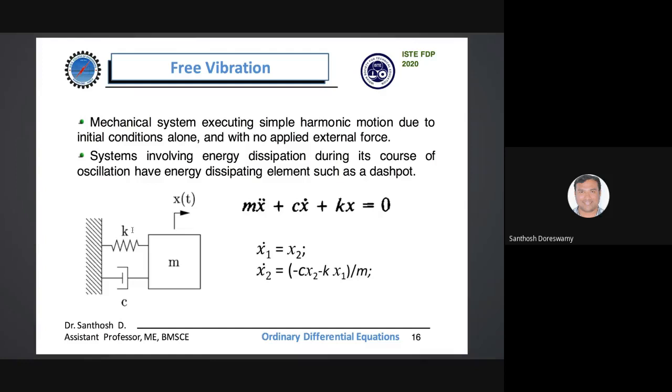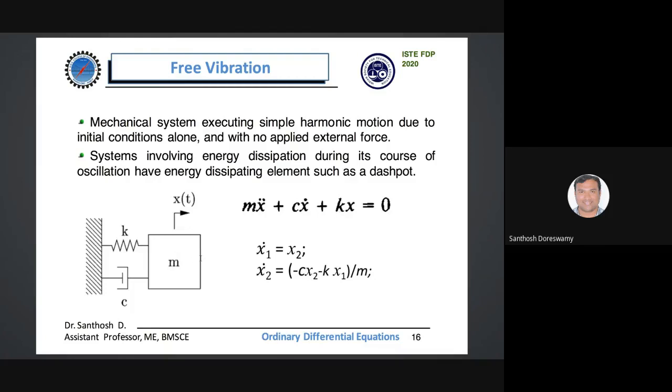Okay, I will have to define my spring constant K, because the spring is going to give me a force which opposes the motion of the mass. That is by Hooke's law, F equals kx, and the opposing force given by the dashpot onto the mass is already known to us, that F equals c times the velocity of the mass. So that is given by m x double dot plus c x dot plus kx equals 0. This is the differential equation of motion for the free vibration of the mass.